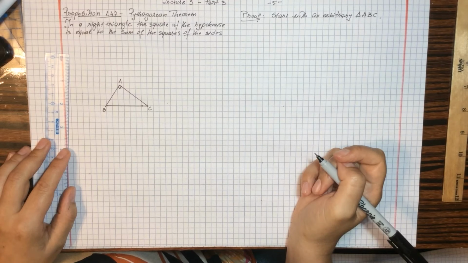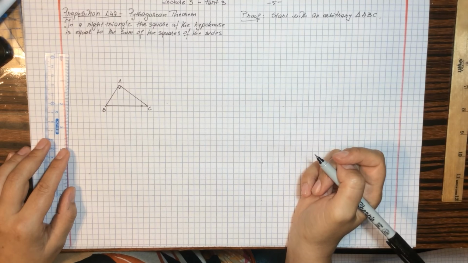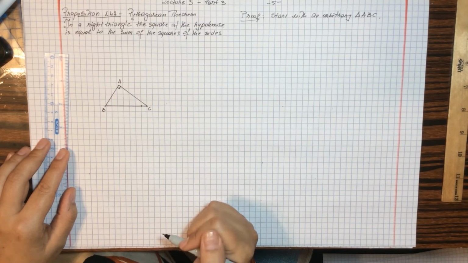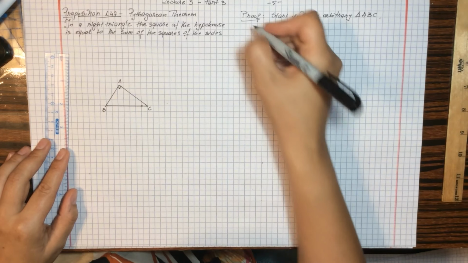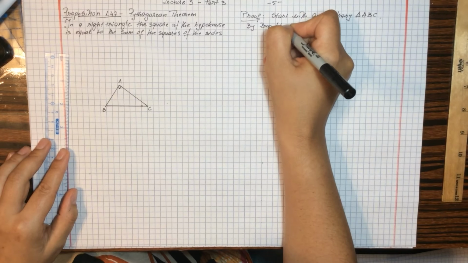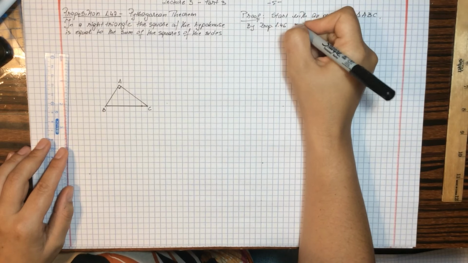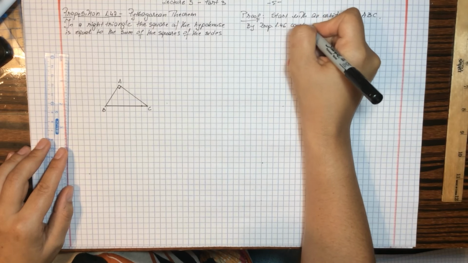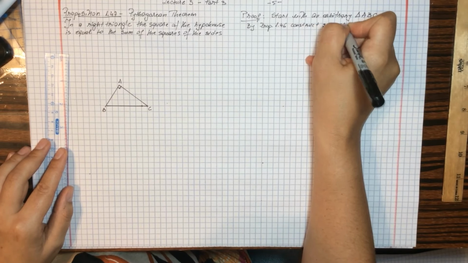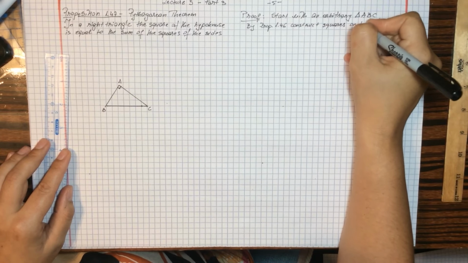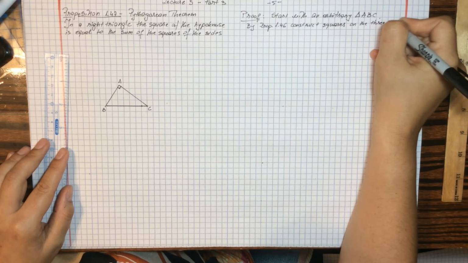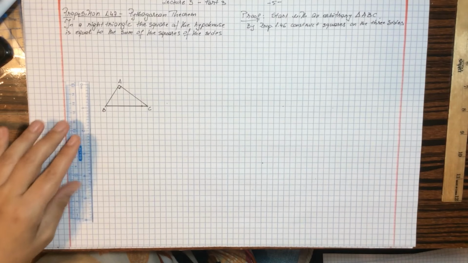By proposition 146 of part 2, it is possible to construct squares on the three sides of this triangle. So I'll write here, by proposition 146, construct squares on the three sides. Okay, so I'll do that.